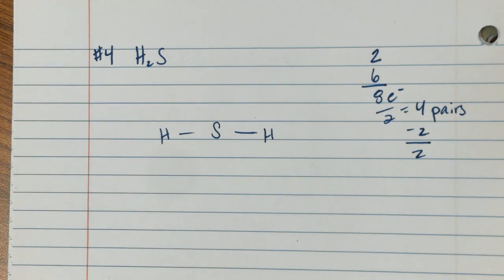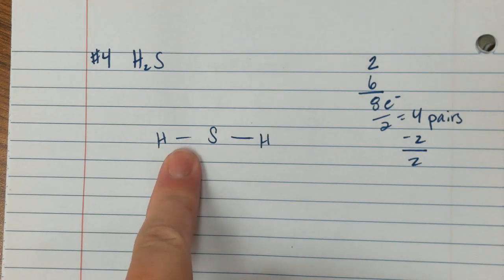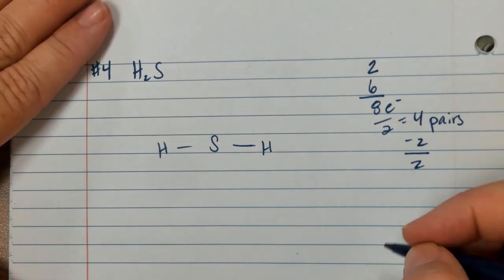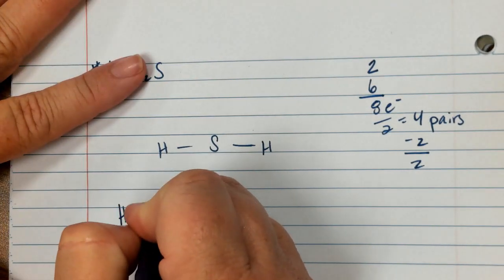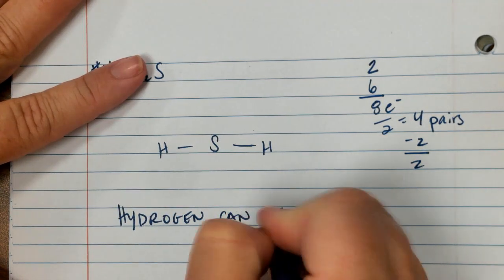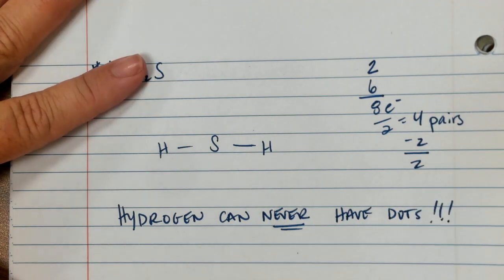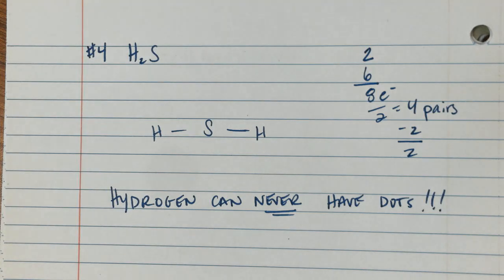Now, let me tell you something. Hydrogen never gets dots. Hydrogen cannot get dots. Why? It only has a 1s sublevel. It can only hold 2 electrons. Okay? Hydrogen can never. So write yourself a note right here, wherever it is. Hydrogen, and write it big, can never have dots. Hydrogen can never have dots. Yes, but we don't do anything with helium.